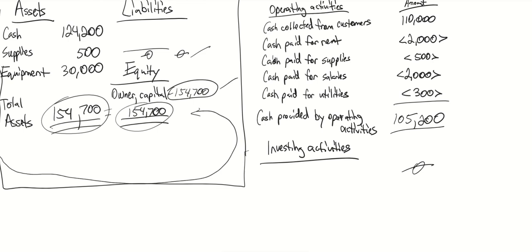Okay, for investing activities. And you all are getting a live recording on this, and I'm not going to edit this out or anything. This is it. So I'm going to put on here, this is cash provided by or used from investing activities.